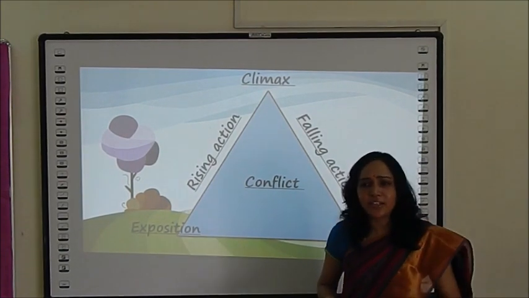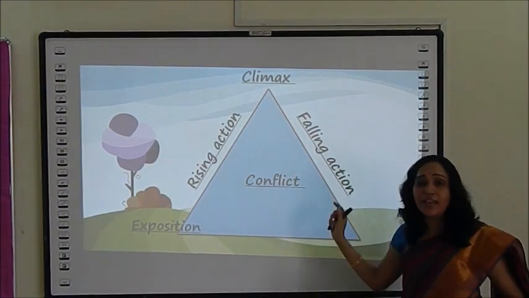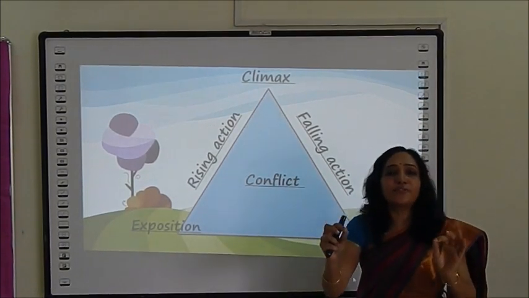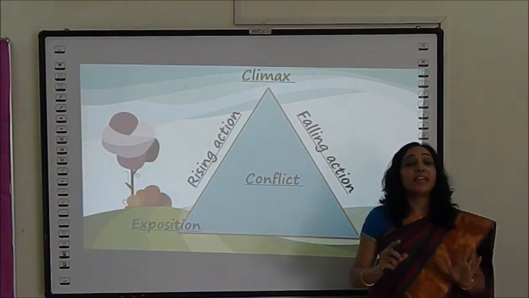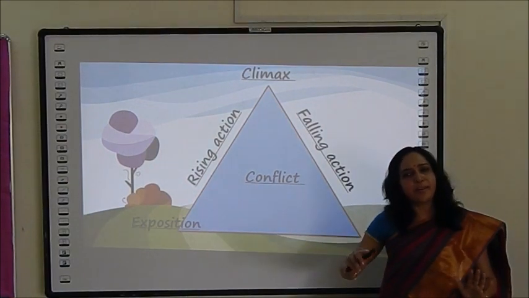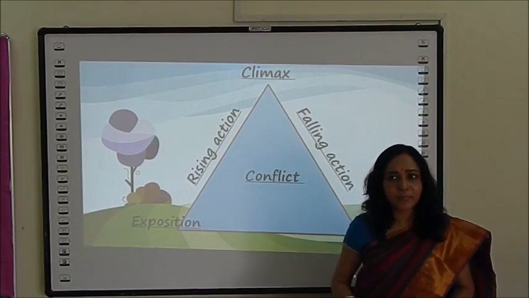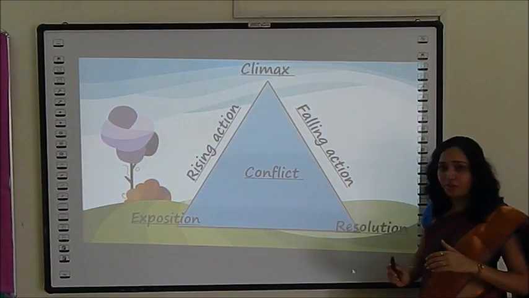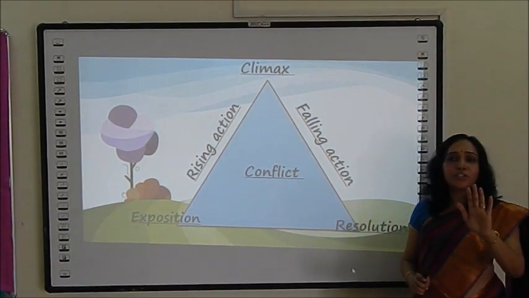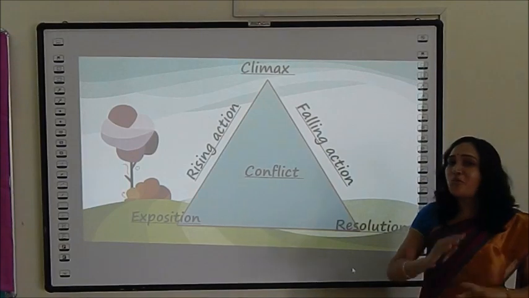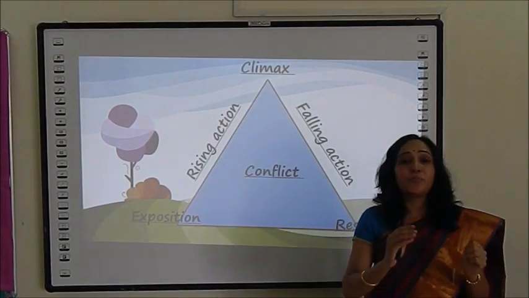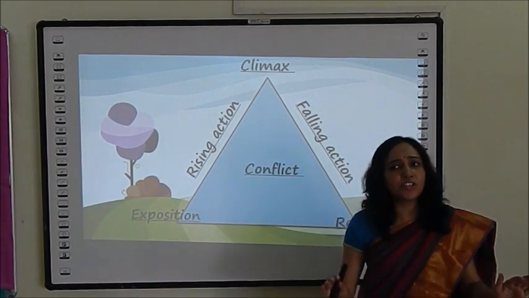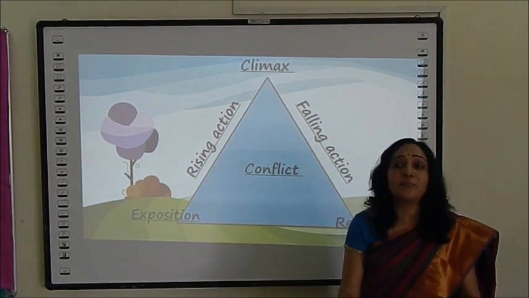The falling action comes after the climax and is when events start falling off. It tells us what happened after the climax. Then comes the resolution, the way the story is wrapped up. The problem is resolved and a new balance is achieved at this final point.